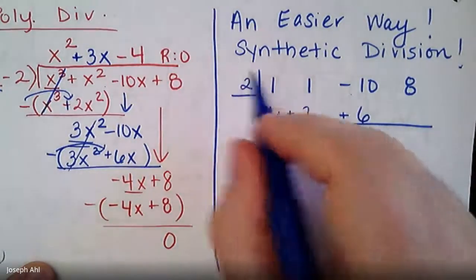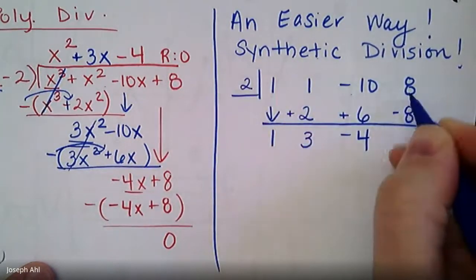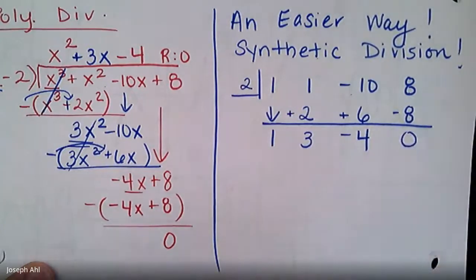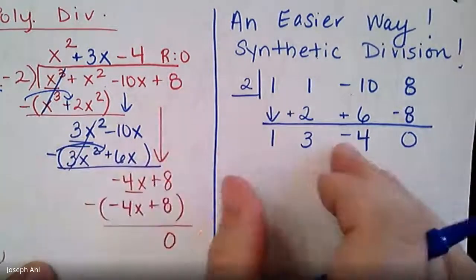Last step, negative 4 times 2 is negative 8. Add it to the 8 above and you get 0. Synthetic division is now complete.